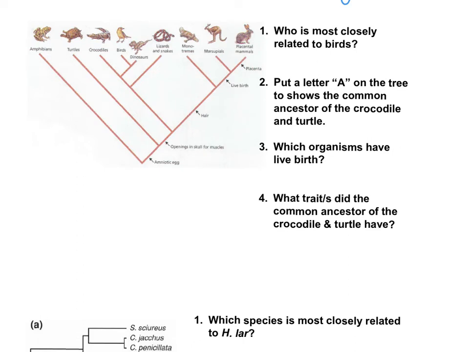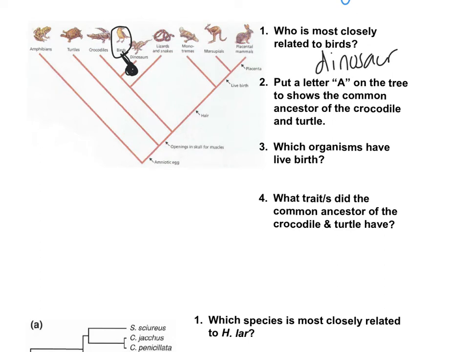Question number 1, new diagram. Who is most closely related to birds? I'll identify where birds are and follow all of the lines to see who is most connected to the bird. Following the bird line down, there is an ancestor here with the dinosaur. So answer for 1 should be dinosaur.